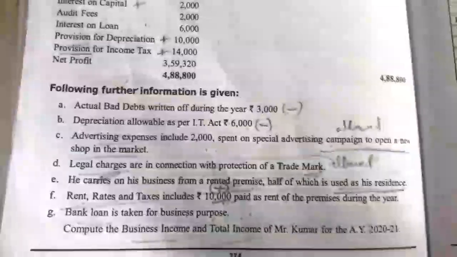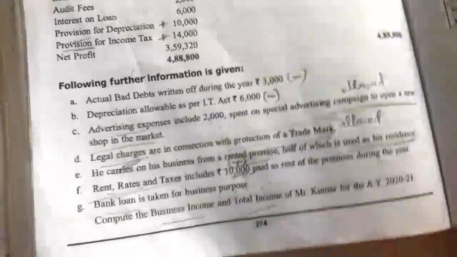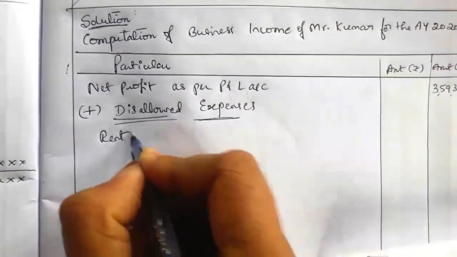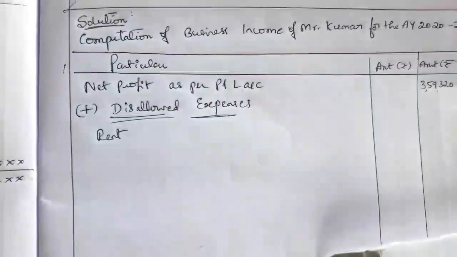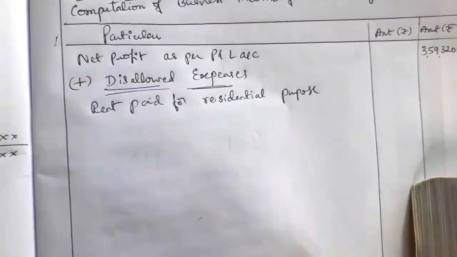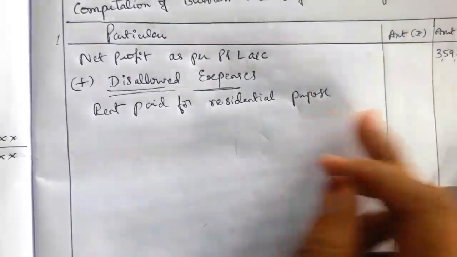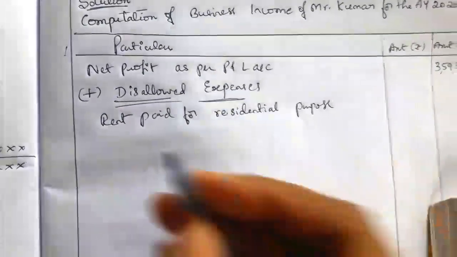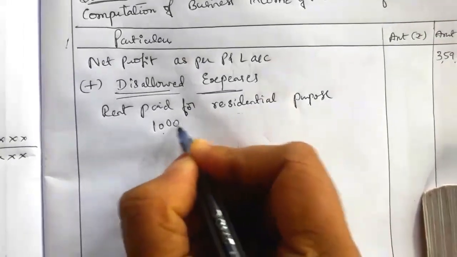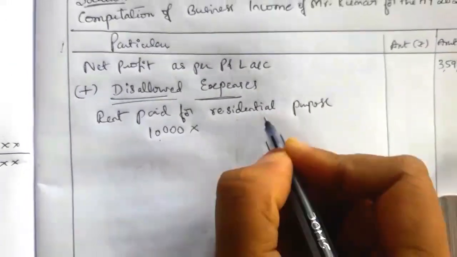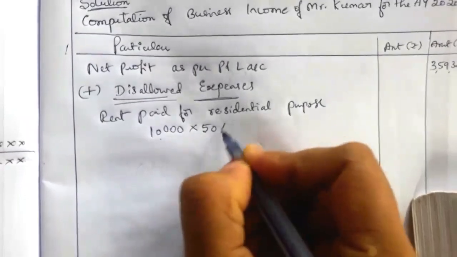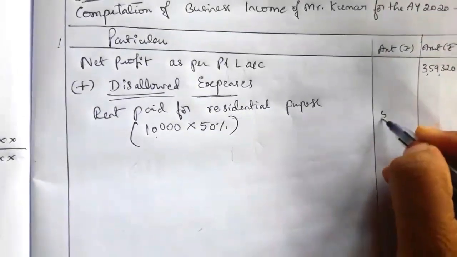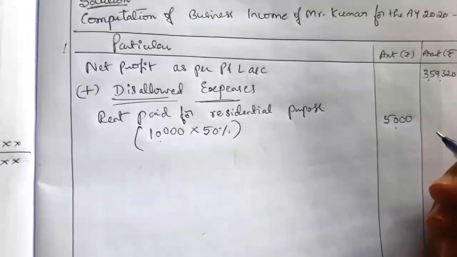So under disallowed expenses we have to write rent paid for residential purpose. Rent paid for residential purpose is not relating to business, so it is disallowed. Out of total 10,000 rent paid, half is used for residential purpose. So that 50% we have to take as disallowed expenses.